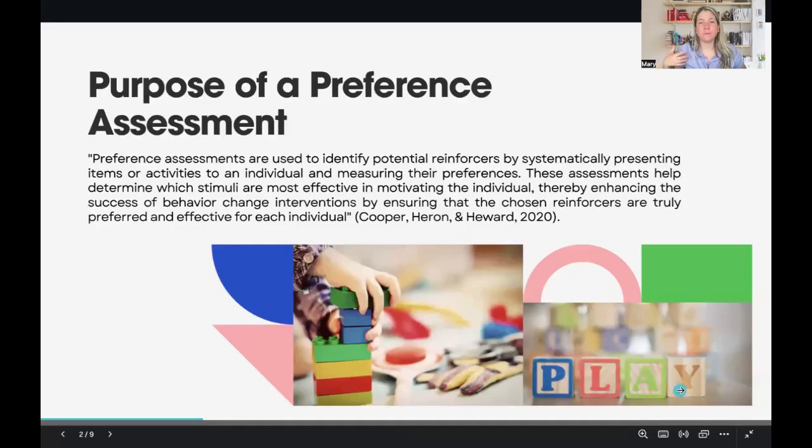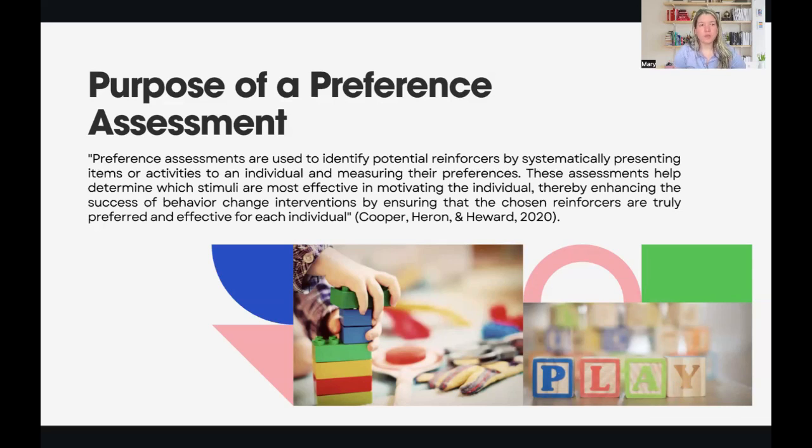So let's remember what's the purpose of a preference assessment, right? The preference assessment is used to identify potential reinforcers by systematically presenting items or activities to an individual and measuring their preferences. This assessment helps us determine which stimuli are most effective in motivating the individual, thereby enhancing the success of behavior change interventions by ensuring that the chosen reinforcers are truly preferred and effective for each individual. So now let's proceed to a video modeling of how this procedure is done.